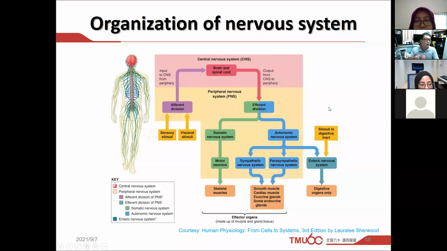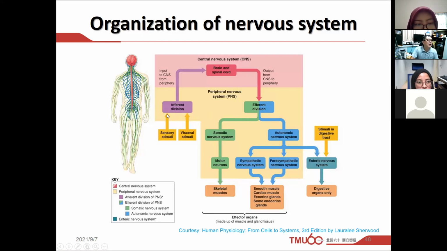Okay, a little bit different. Let's see the nervous system. How many nervous systems are there? There is the CNS, the central nervous system, including the brain and the spinal cord. Okay, that is the CNS, as we know, and the other nervous system we call the peripheral nervous system, PNS.